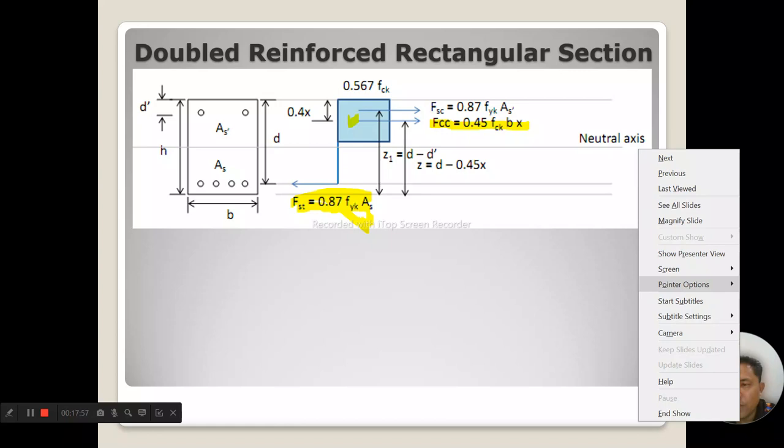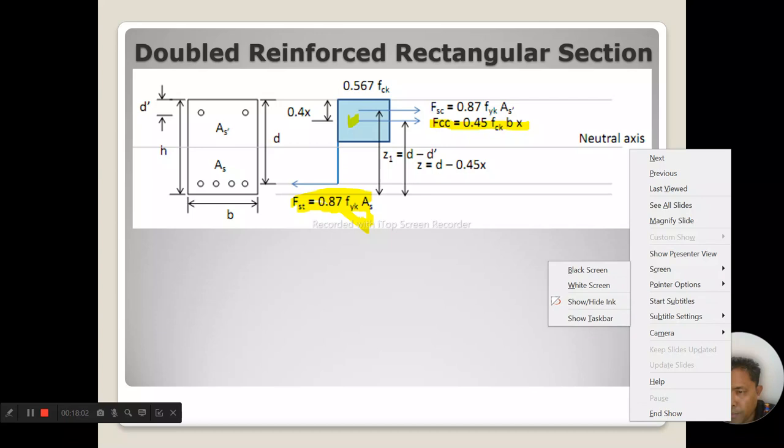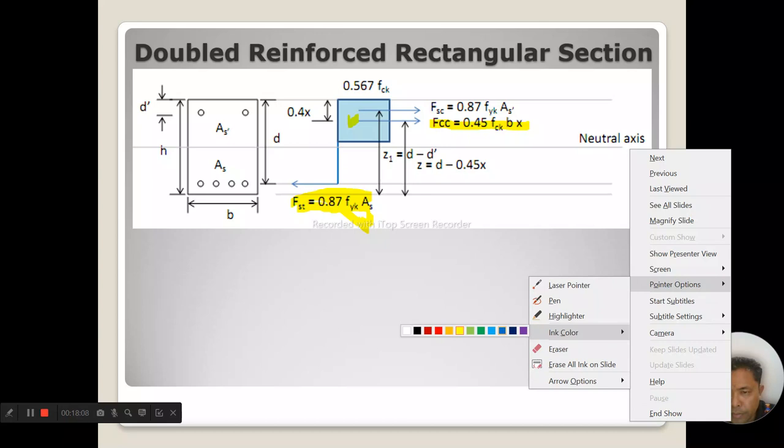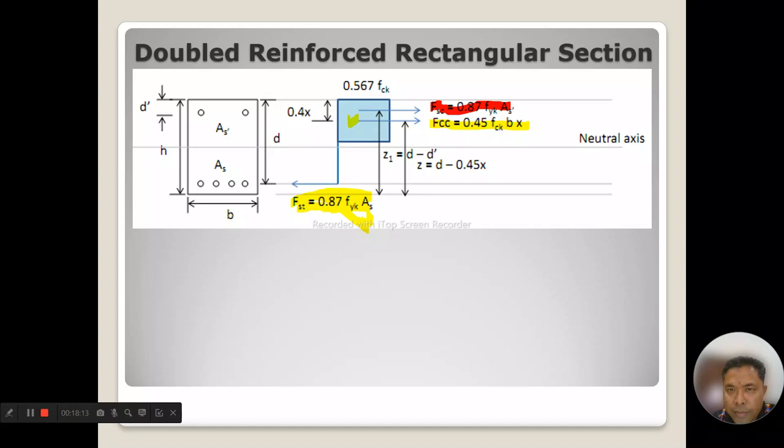Sekejap saya nak kena ada pen marker warna, katalah warna merah. Okay, the only difference is this. What is that? That is FSC. FSC meaning that force in the steel in compression. Remember that. Doubly reinforced section, you need to put compression reinforcement at the top. So that's why the force here will be the force inside the steel in compression, using the similar formula.